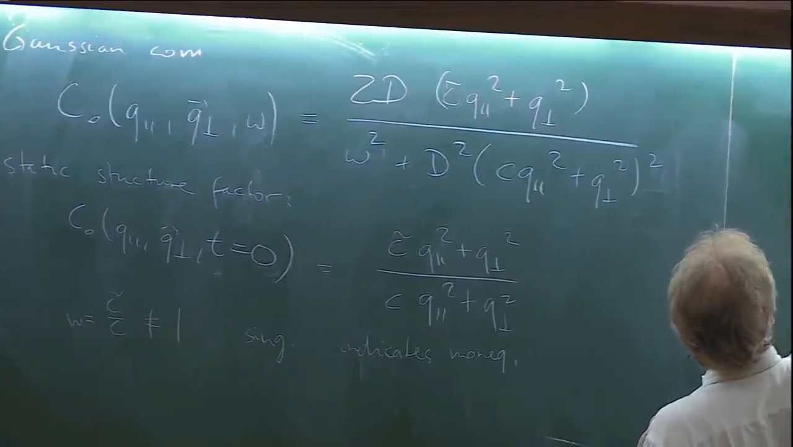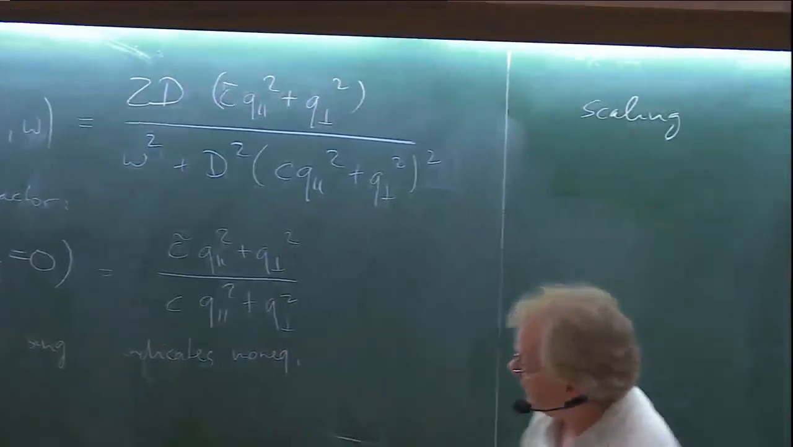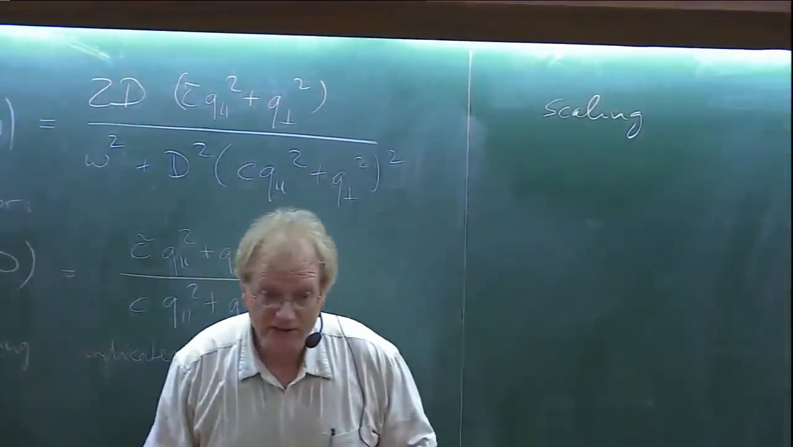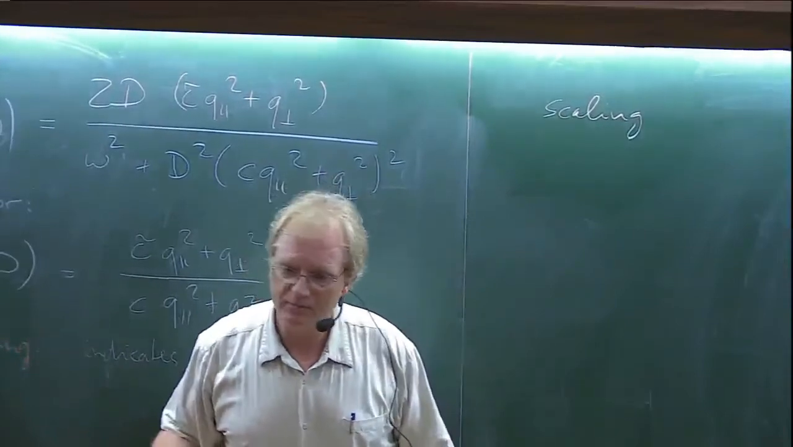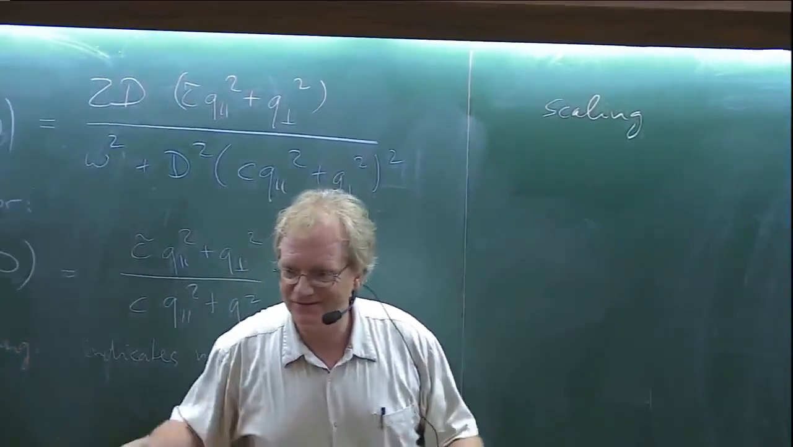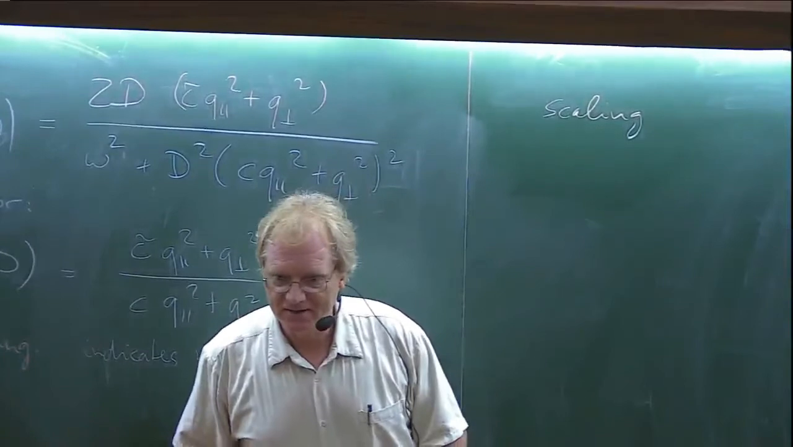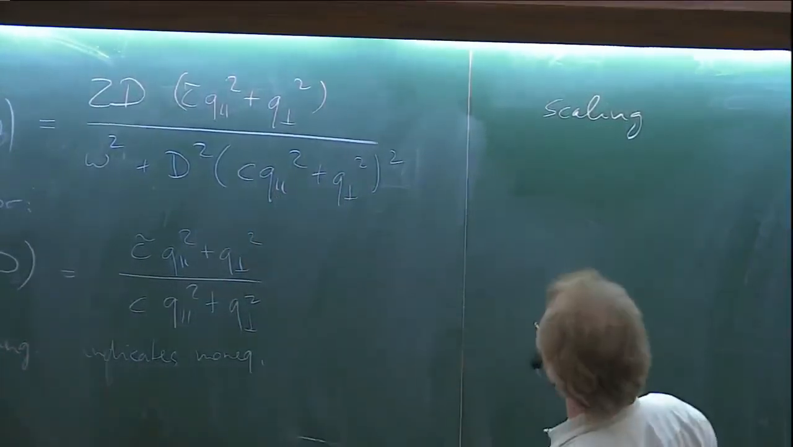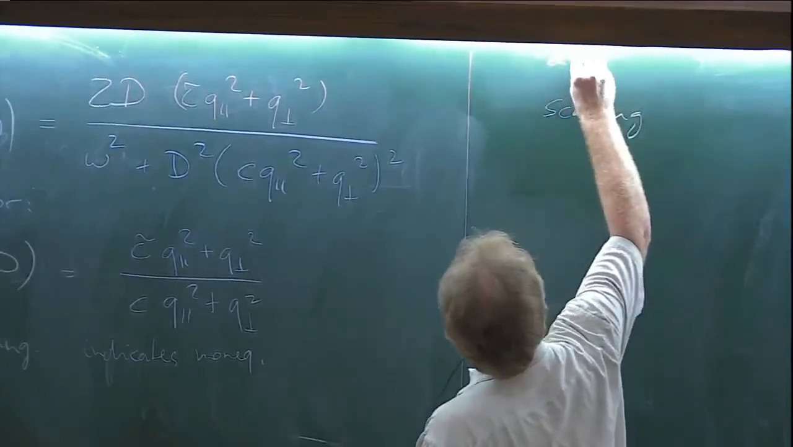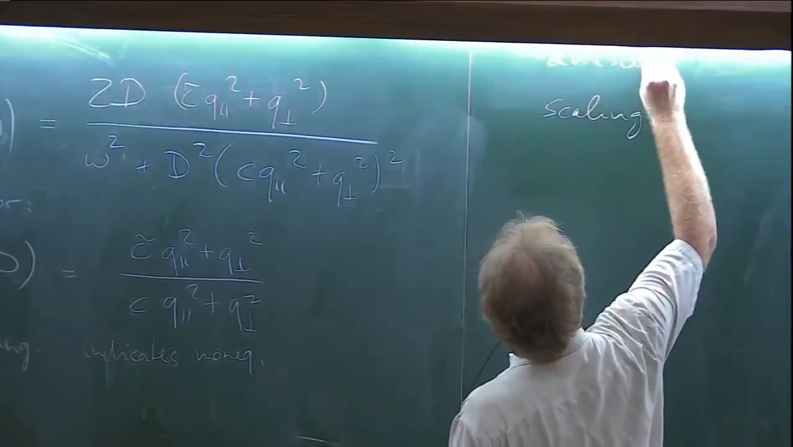But I need to at least allow for the possibility that things will scale differently in the longitudinal and transverse sectors in space and momentum space, because there's no reason in general for those to scale the same way. The drive may actually induce anisotropic scaling, and it turns out it does. So I need to write down anisotropic scaling.